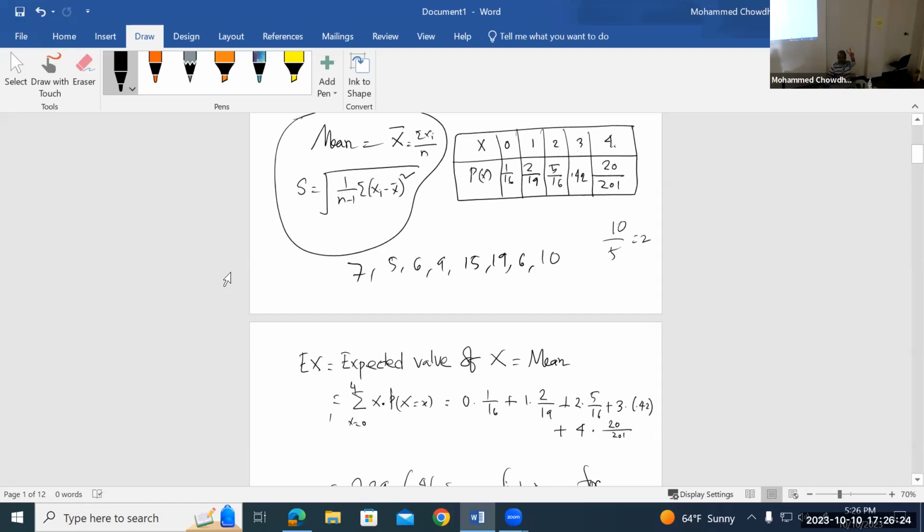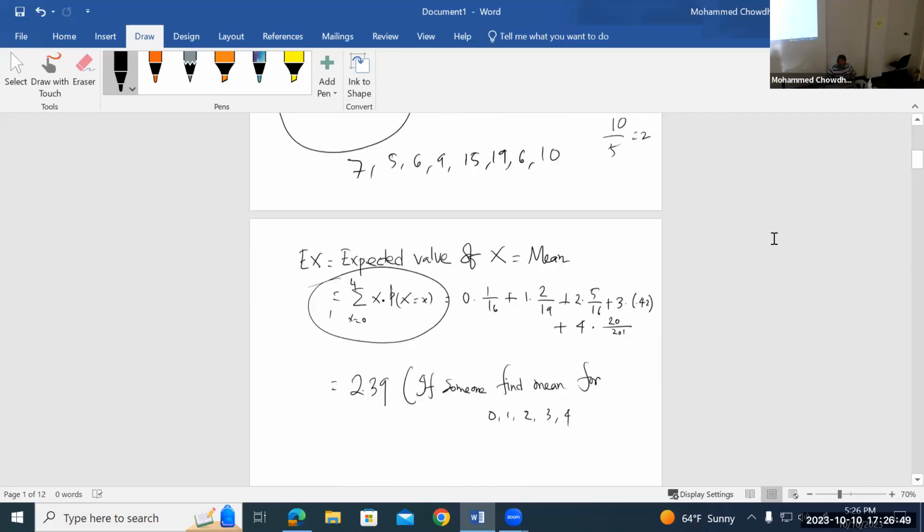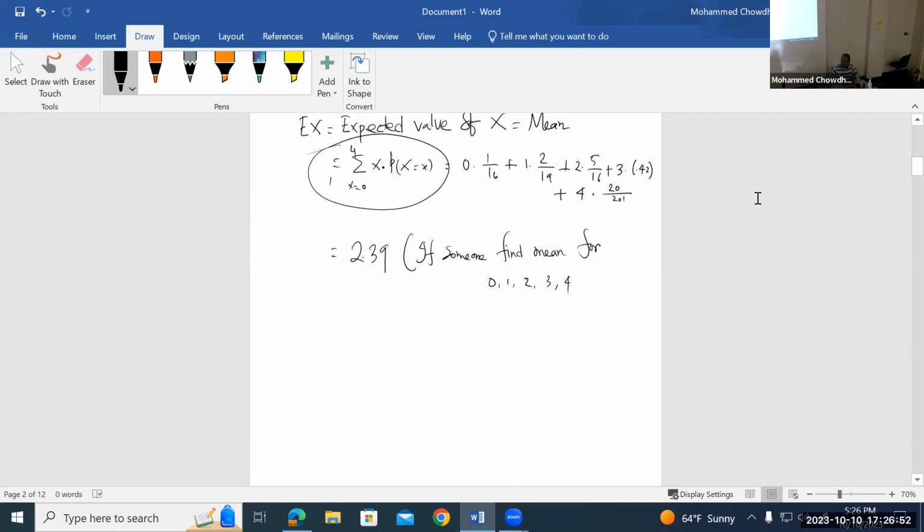There are two ways to find mean and variance. One is when data is given, another is when a random variable is given. When a random variable is given, its associated probability is also given. In that case, this is the formula to find the mean. Are you understanding? Good. So now how can we find the variance?